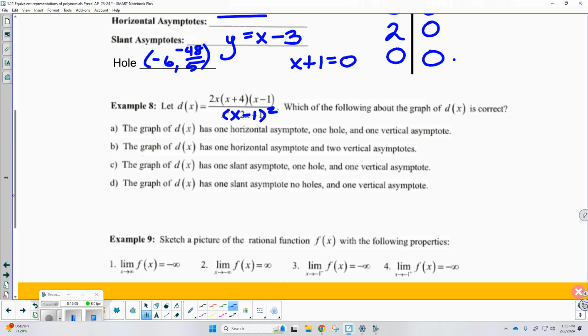So what is happening for function D? And then we'll do a little poll. We'll kind of see how the class is responding.